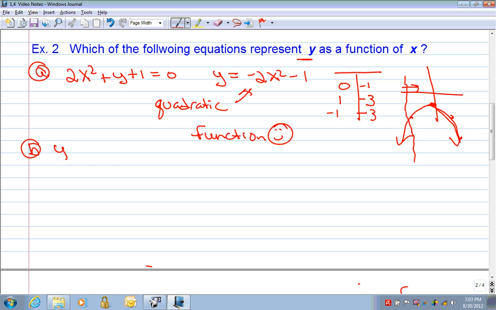Okay, all right, let's look at example B. Example B is y squared equals 6 minus x. Once again, let's solve for y. I would need to take the square root of both sides. So I would have y equals, because I took the square root, I'd add a plus or minus in front. How do you know if you add a plus or minus in front?